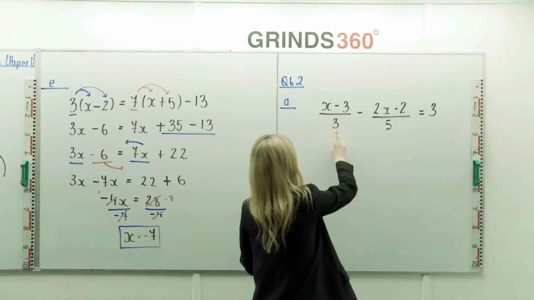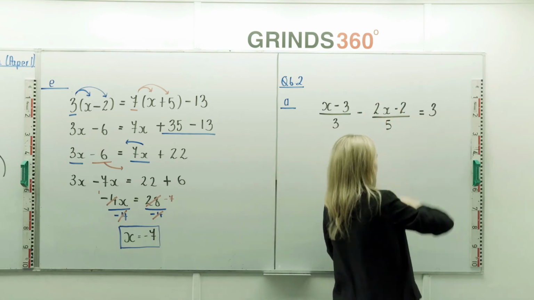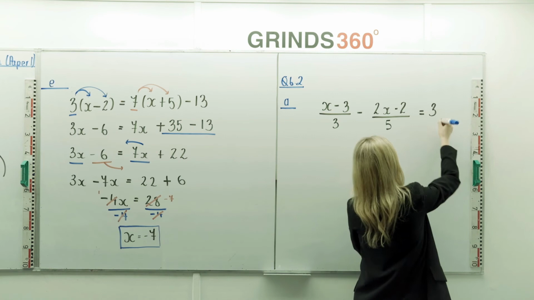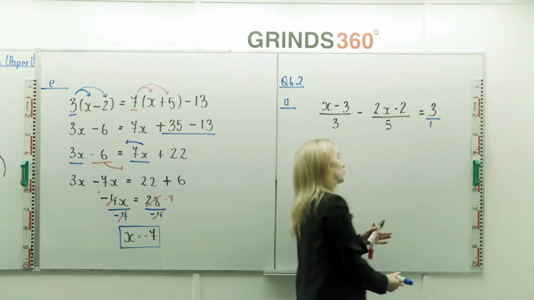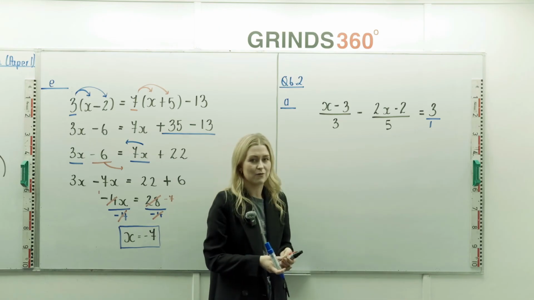Here we have x minus 3 over 3 minus 2x minus 2 over 5 equals 3. Let's make this 3 a fraction. Let's place it over 1. 3 is the same as 3 over 1. So how are we going to get rid of them?